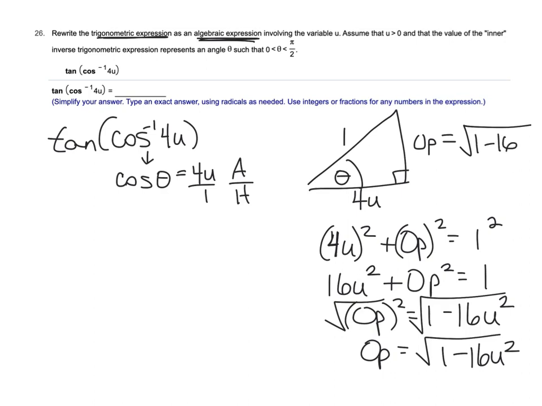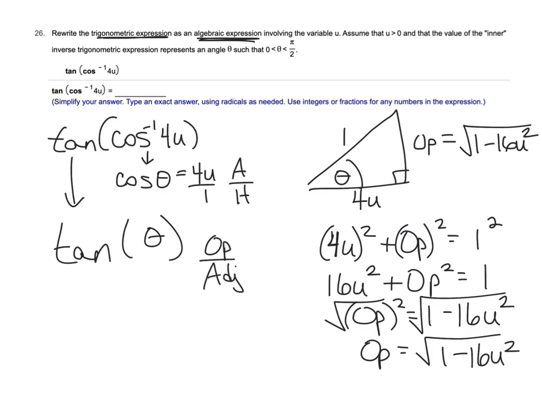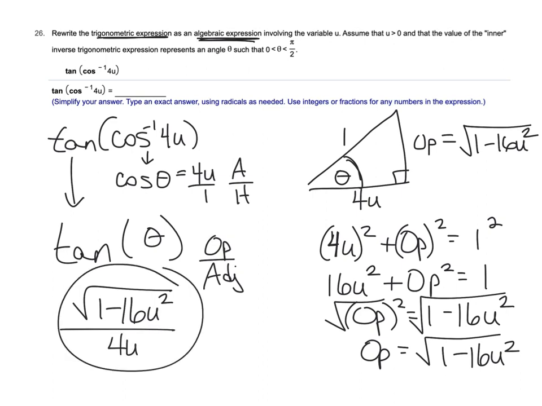Now, once we have all three sides, we can write the tangent. Remember, this is theta. So remember what tangent is? It's opposite over adjacent. So the tangent of theta: the opposite side is this, and the adjacent is 4u. That is my answer, opposite over adjacent.